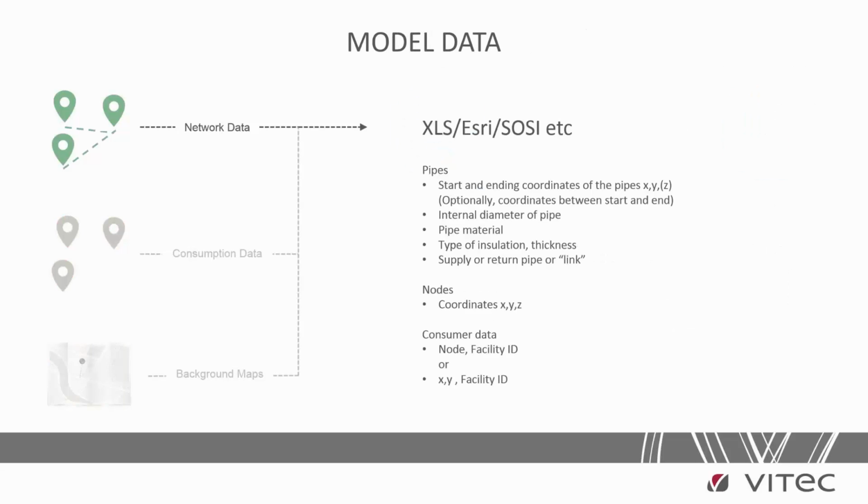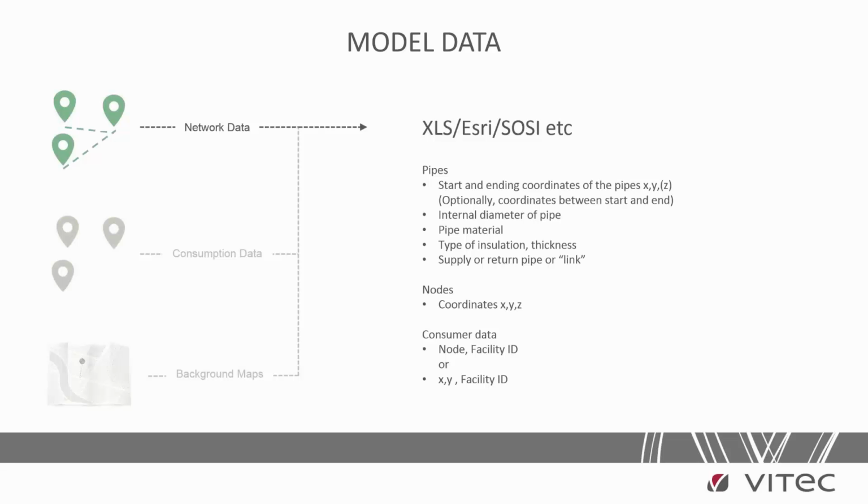Let's have a closer look at the data that is needed in order to make a model. We will start with the network data. There are many different file formats. We mentioned a few of them in this presentation. So ESRI or SOSI could be two of those. If you have something else, then we will have to have a look at that format and see how we can extract the data. When we talk about the pipes, what we need is the start and ending coordinates, X, Y, Z. And if you have the coordinates between the start and the end.